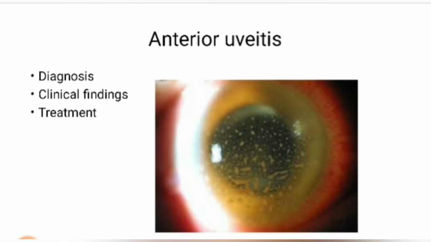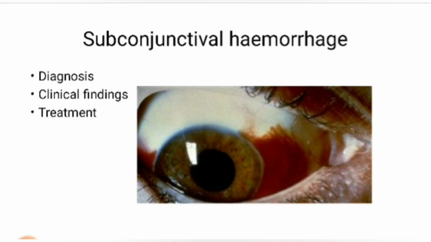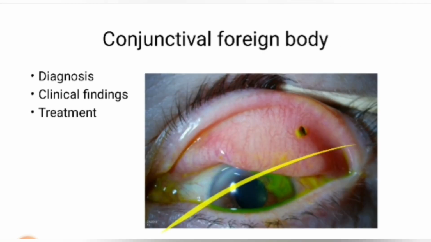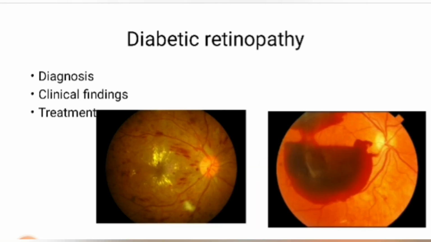Anterior uveitis. It is the acute inflammation of the iris and ciliary body. There are keratic precipitates in the anterior chamber. Aqueous flare is also present, which is a collection of protein in the anterior chamber. Subconjunctival hemorrhage. Corneal foreign body. Conjunctival foreign body. Diabetic retinopathy.